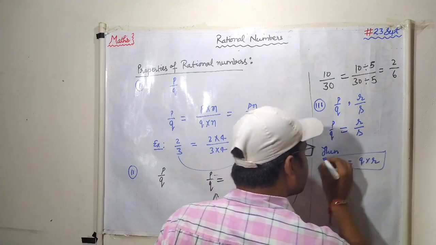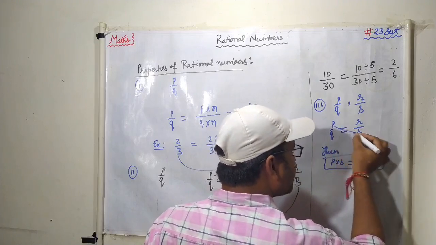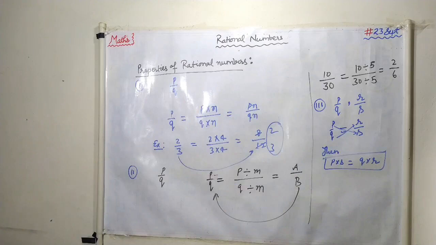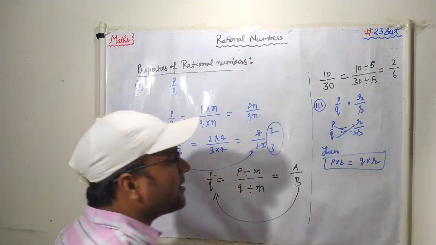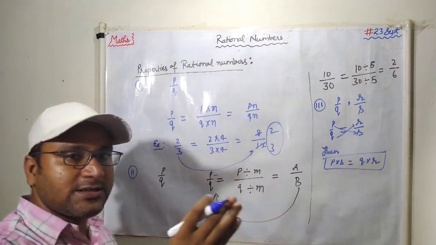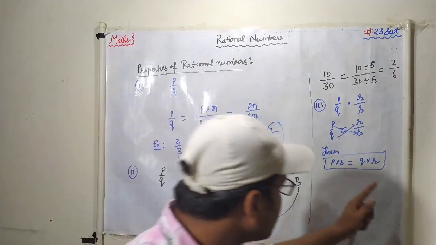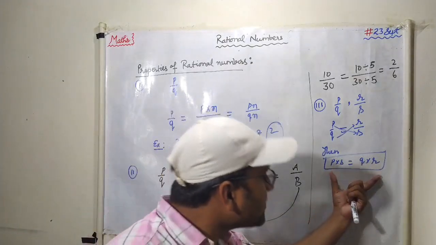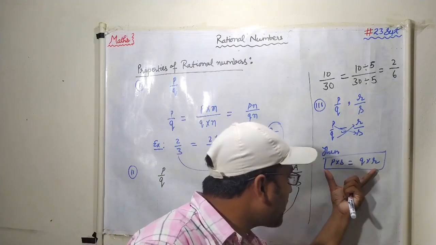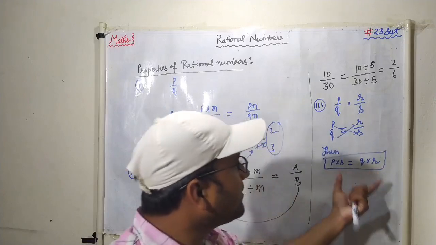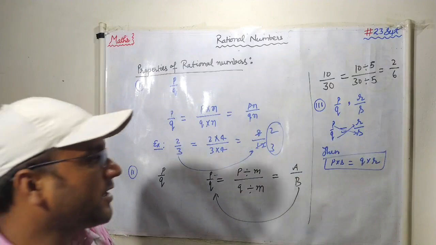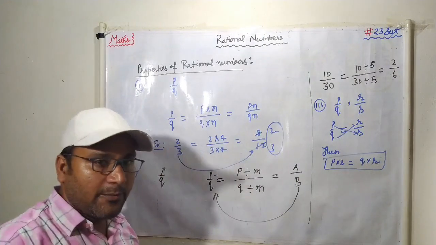Very important, students. P is multiplied by S and Q is multiplied into R. So P into S is equal to Q into R. If two rational numbers are equal, then their cross products are also equivalent. And conversely, if their cross products are equivalent, then they are said to be equivalent or equal fractions, or equal rational numbers.